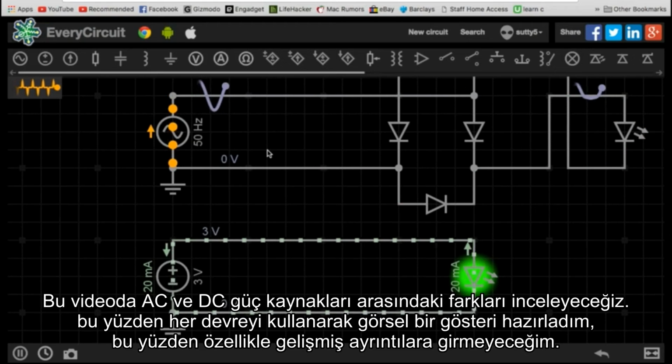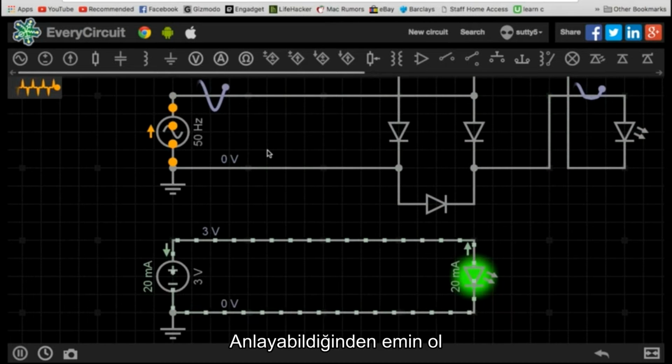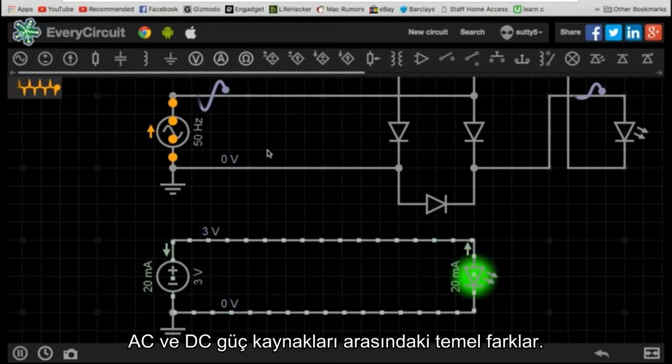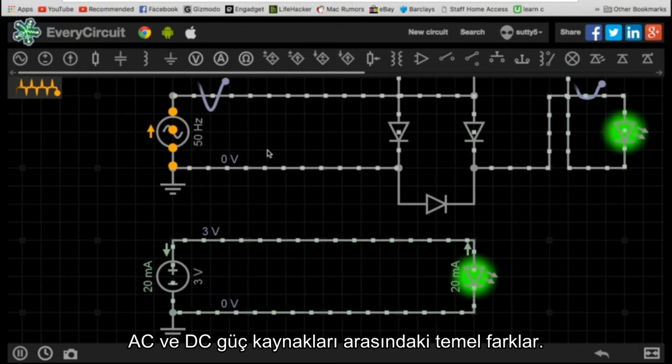So in this video we're going to go through the differences between AC and DC power sources. I've put together a visual demonstration using circuits, so I'm not going to go into any particularly advanced details, but I'll make sure that you can understand the fundamental differences between AC and DC power supplies.